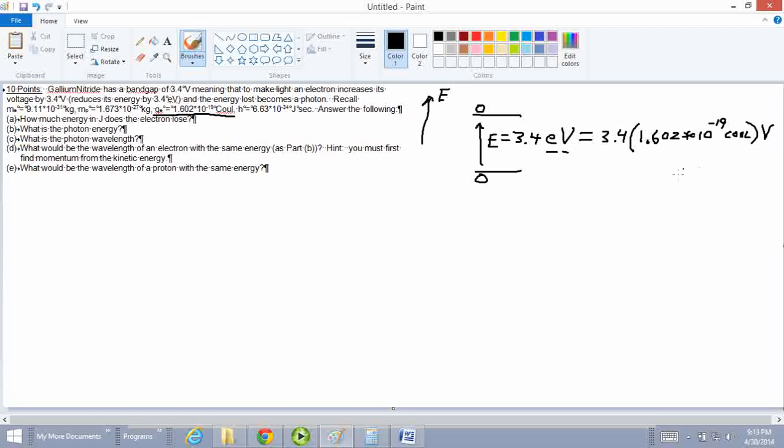much. We'll calculate it in a second. When it drops back down from the high state to the low state, it's going to lose this much energy and give off a photon. And that photon will be the same amount of energy. The electron loses, the photon gains. Okay, let's go calculate it.